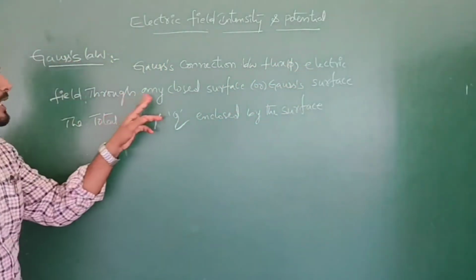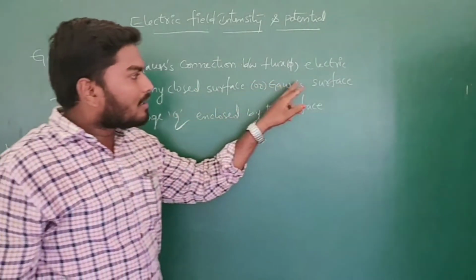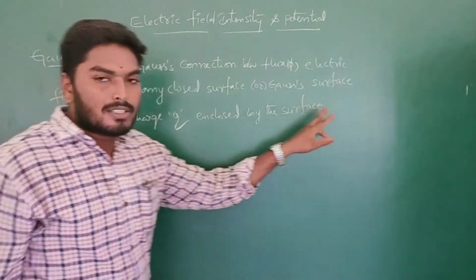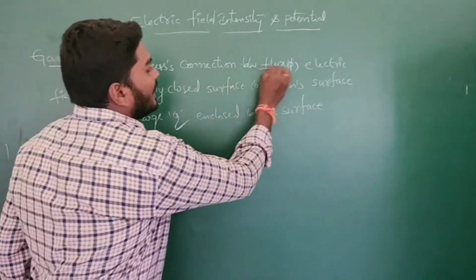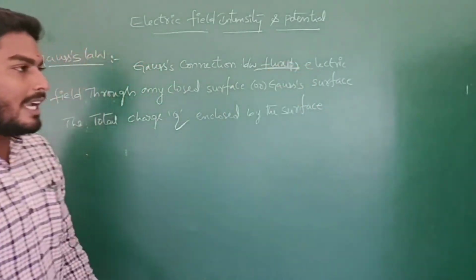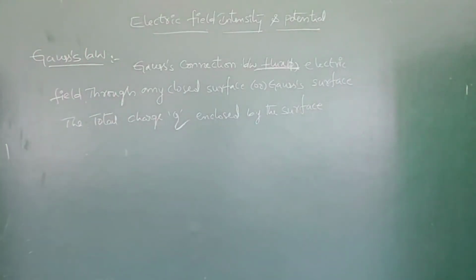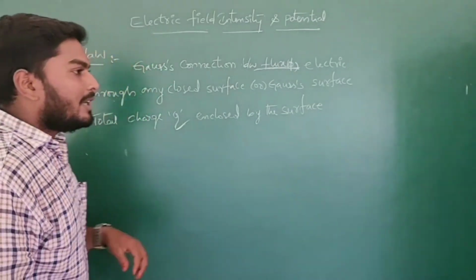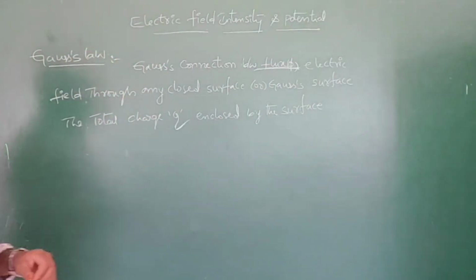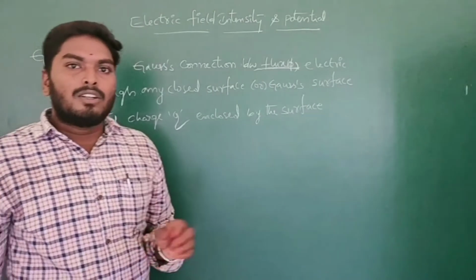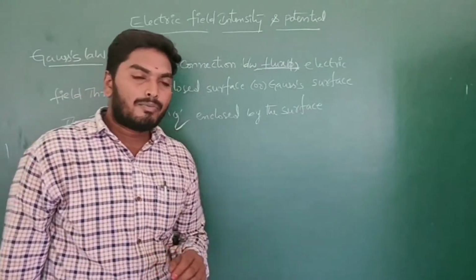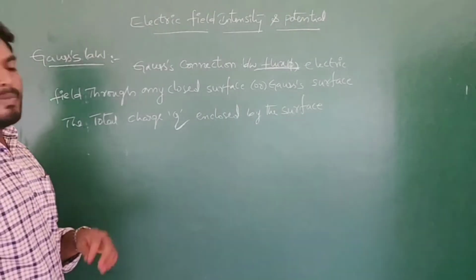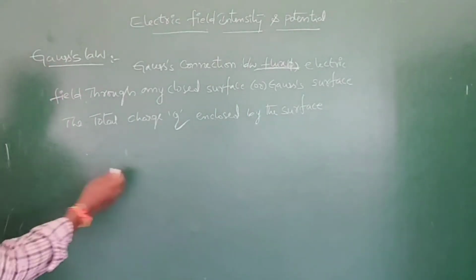Gauss law: the connection between flux phi of the electric field through any closed surface or Gauss surface, and the total charge Q enclosed by the surface. What is flux? The electric flux through a surface placed inside the electric field represents the total number of electric lines of force crossing the surface in a direction normal to the surface.